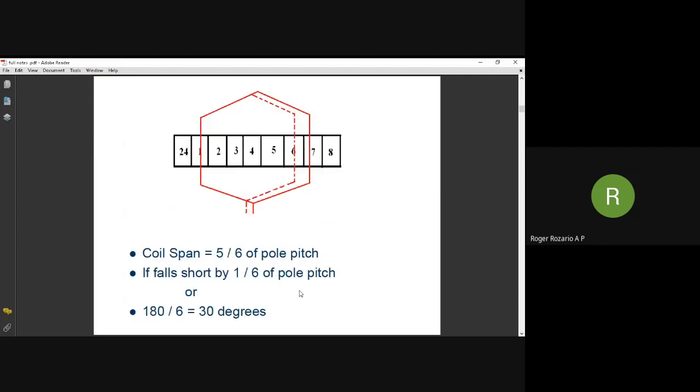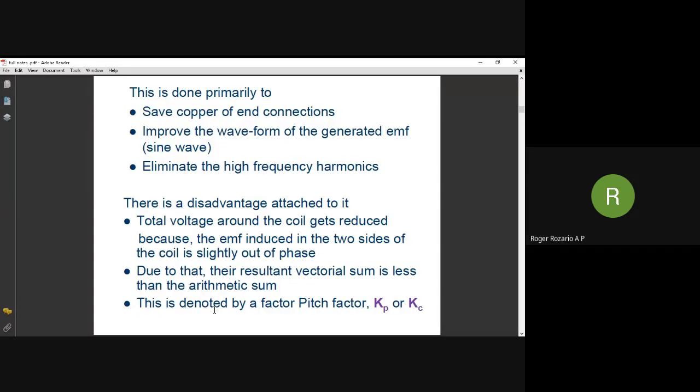Hope you are clear. If you are not clear with the definition, this diagram you can easily understand. Coil span is 180 degrees, it is full pitched. Coil span is less than 180 degrees, it is fractional pitched coils. Why is this done? Usually in alternators, the coil span will be less than 180 degrees, or we will be using fractional pitched coils only. Why is it done? To save the copper of end connections. That is the first point.